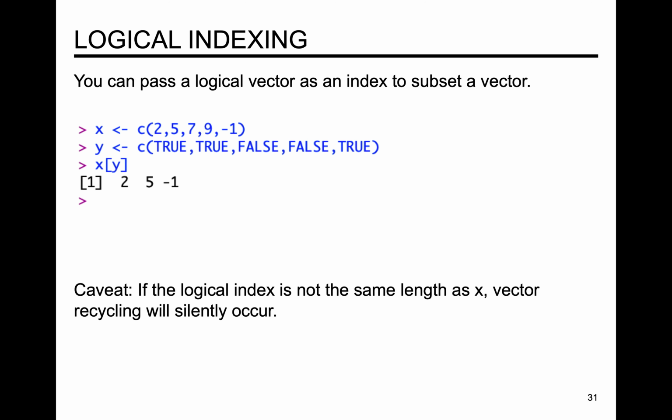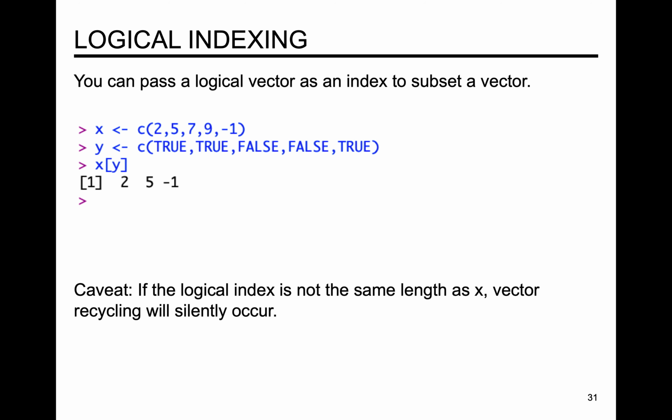Now, I'll just note a very important caveat. If the logical index is not the same length as x, vector recycling will silently occur. So this is very important because this could lead to mistakes or errors in your code. So say y was one element short. Then what's going to happen is vector recycling will occur until the length of y matches the length of x.